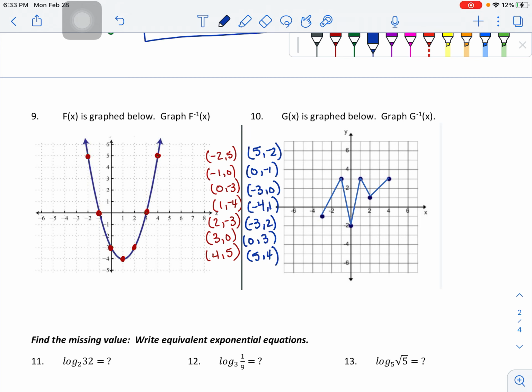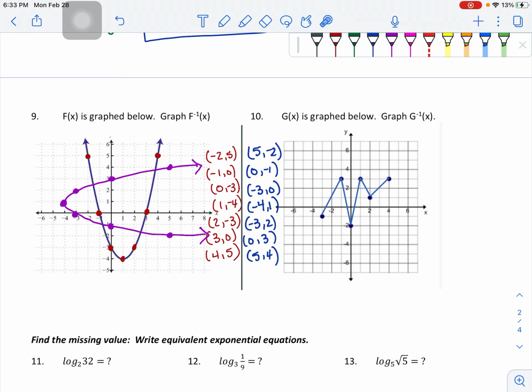Okay, now I'm going to plot this one. Actually, I'm going to use another color. I'm going to use purple here. But (5, -2), (0, -1), (-3, 0), (-4, 1), (-3, 2), (0, 3), and (5, 4). And we get this kind of sideways parabola, right?